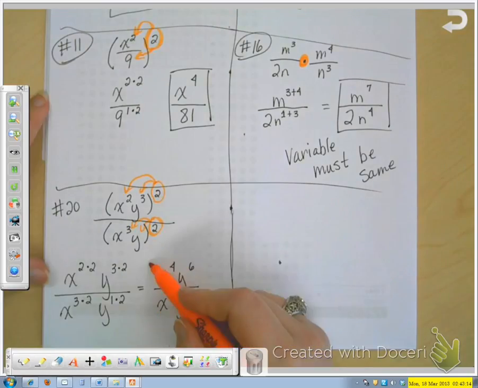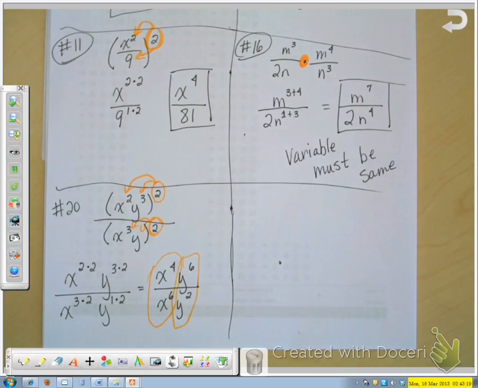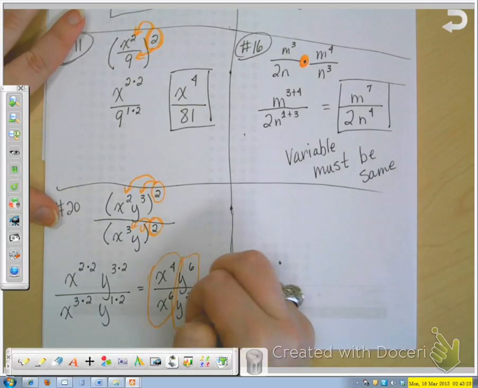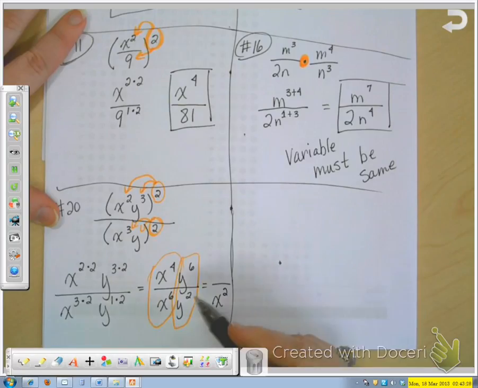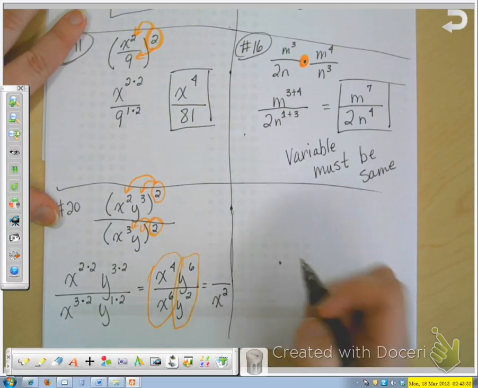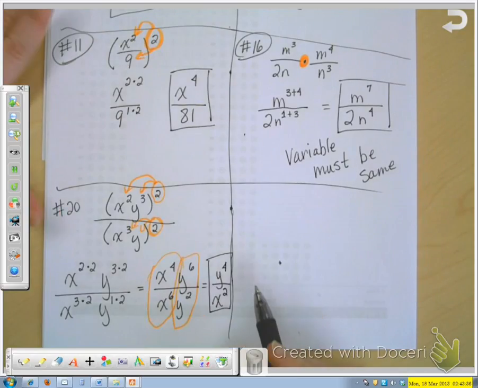Now we do our wonderful tug of war. If I look at just my x's, I have a 4 and I have a 6. Well, which one's going to win, the 4 or the 6? You got it, the 6. How much does he win by? 2. Now look at the y's. I have y to the 6th and y squared. Well, that gives me y to the 4th. Now I cannot subtract those two exponents because they're not with the same variable. They have to be the same variable. And this concludes our division with exponents.